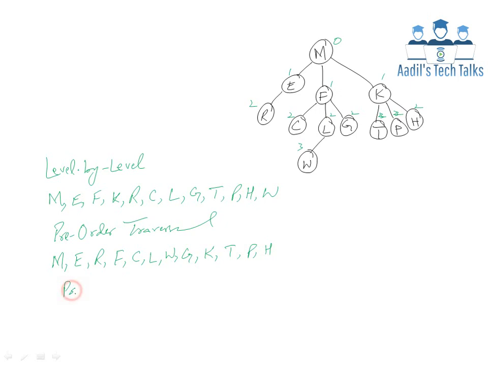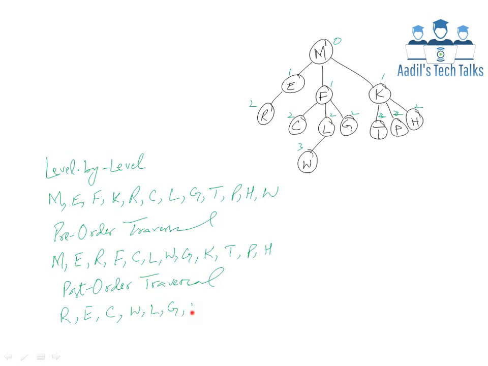The last one is post order traversal. Post order traversal means that a parent comes after its corresponding children nodes. This means that M cannot come before E, and E in turn is the parent of R. So first of all, R, the parent of R is E, the younger brother of E is F, which is the parent of C. C is the brother of L, but L is the parent of W. Father of W is L, the youngest brother of C and L is G.